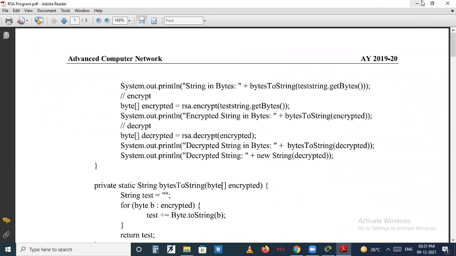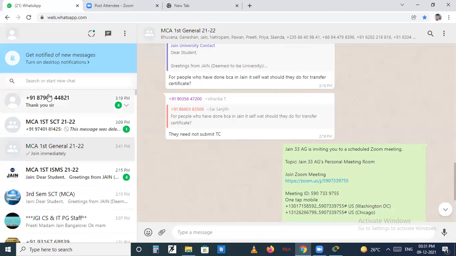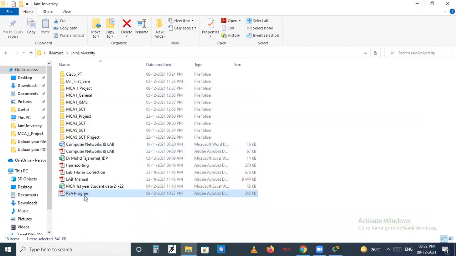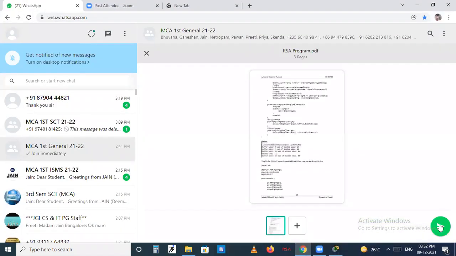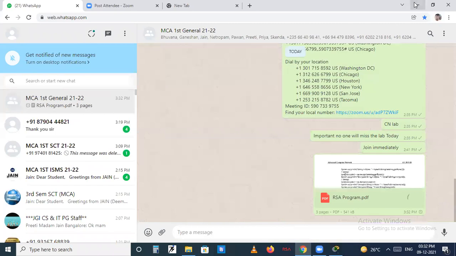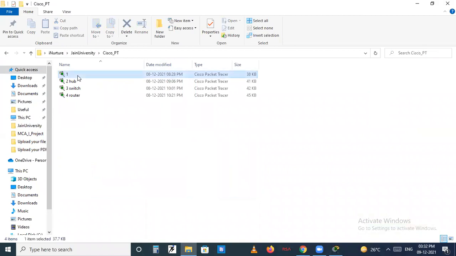So I will send it in your group, no problem. So let me open your group also. It is ISMS, no? General, sir. There are a number of groups, and I am teaching in all the groups, so I forgot which group I need to speak to. Now this program is also there in your group, right? Yes, sir. You can check, and I am also sending all those 4 programs also.